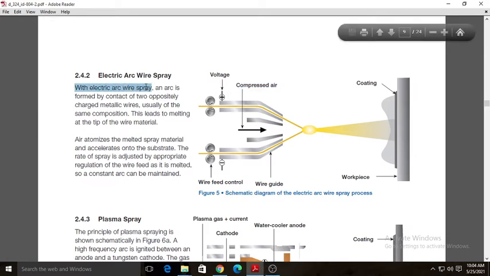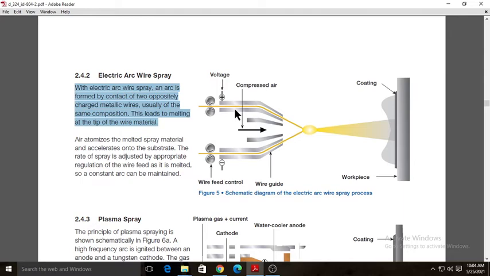With electric arc wire spray, an arc is formed by contact of two oppositely charged metallic wires, usually of the same composition. This leads to melting at the tip of the wire material. So it is simple how we are going to produce the heat by using the electricity. Here two oppositely charged metallic wires are fed to the system and form an arc when they come in contact.